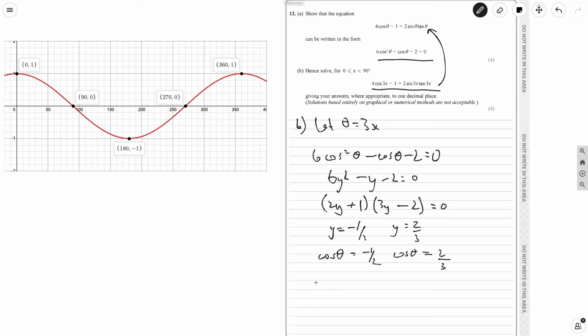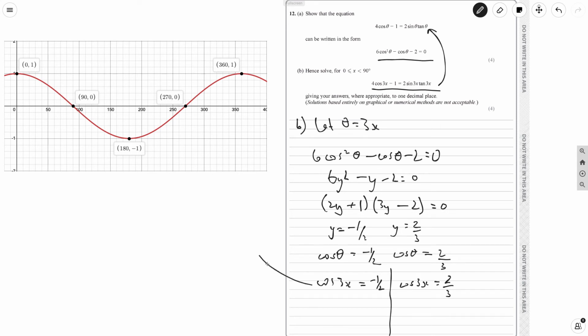And then this is an appropriate time to change the theta to 3x. Again, we could still solve it with the theta and change to 3x in a minute. That would be absolutely fine, but I'm going to change it here. We're now going to solve these two and treat them as two separate questions. So I'm going to try and solve cos 3x equals minus a half.